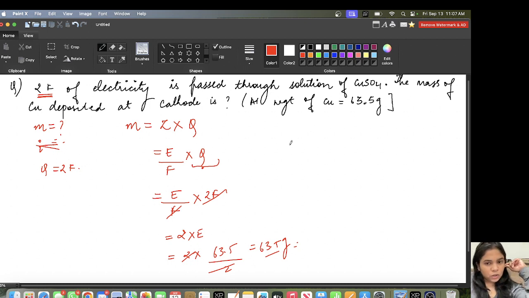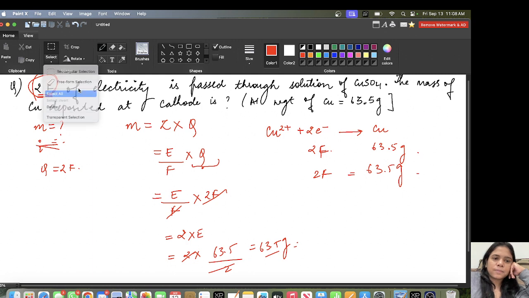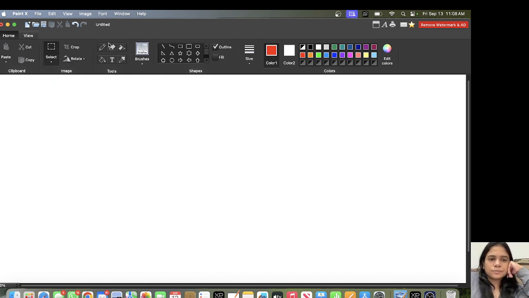You can do it in another fashion also, like Cu2+ plus 2 electrons, unitary method is giving you copper. 2 Faraday is giving you 63.5 grams, right? Like 2 moles. Now they are asking directly for 2 Faraday electricity only. So 2 Faraday will be same only. Like directly you can do it. 63.5 grams.